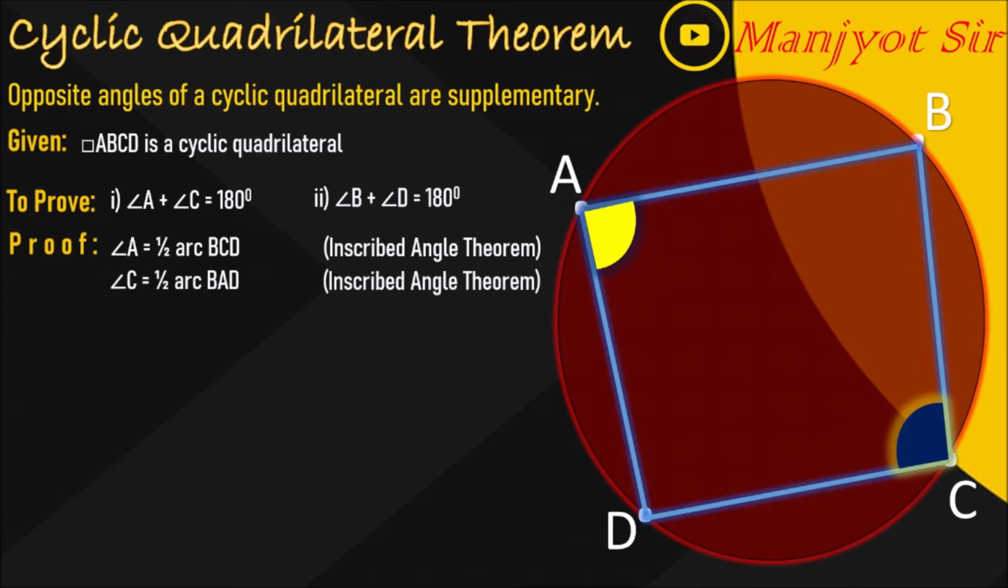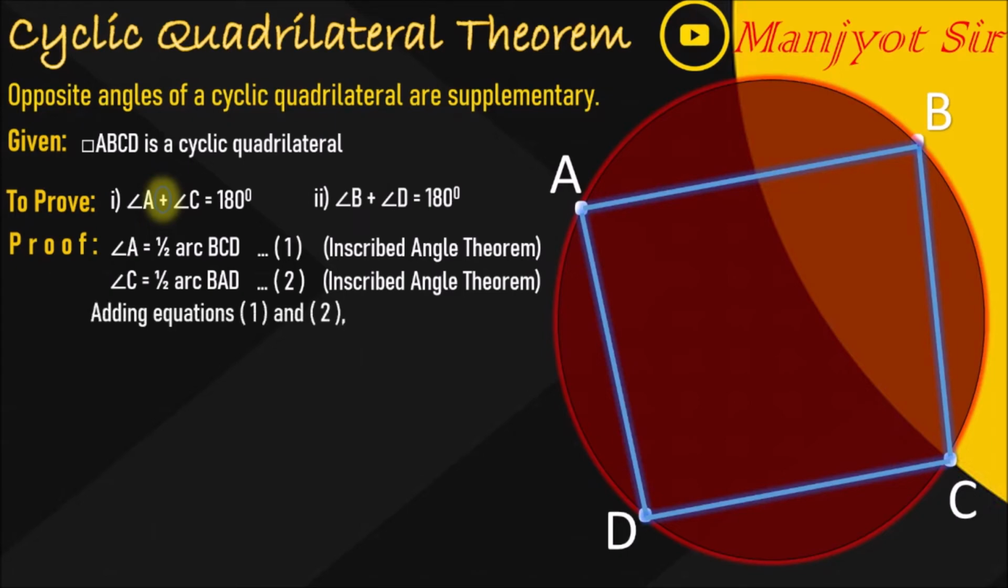Now let's mark these two equations, equation 1 and equation 2. Now if you observe, we need angle A plus angle C. That means the relation between angle A and angle C is plus. Whenever we have two parts to be added, what we simply do is just add both equations. So we'll add equation 1 and 2.